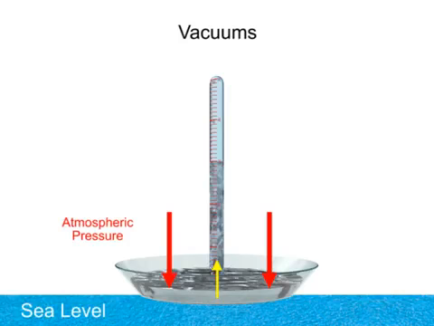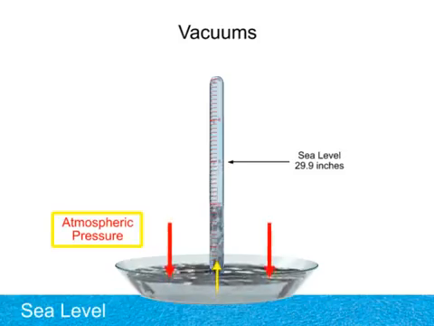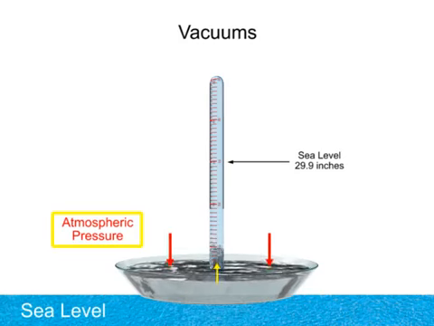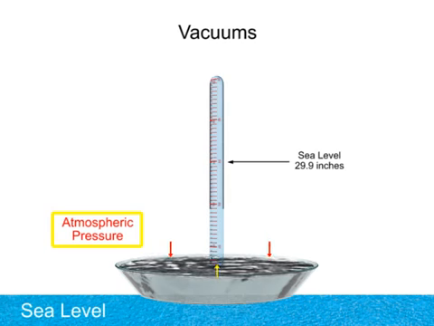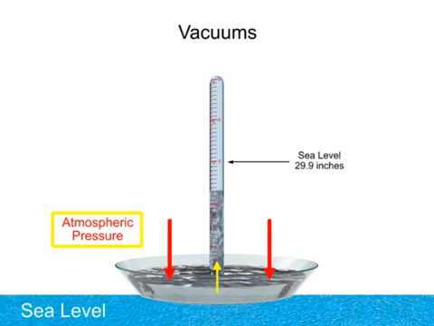At sea level, the elevation of mercury will stand at about 29.9 inches of mercury. As the atmospheric pressure decreases, the height of the mercury in the tube decreases. As the atmospheric pressure increases, the height of the mercury in the tube increases.